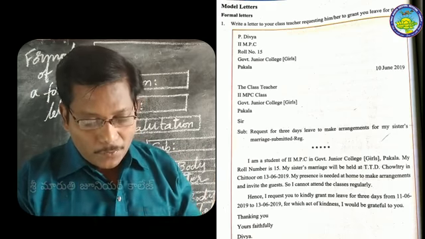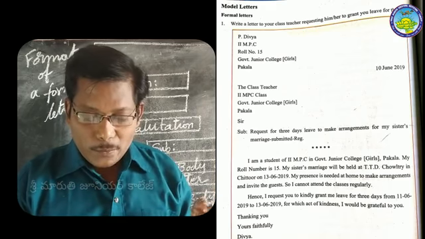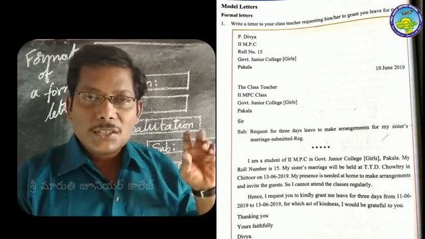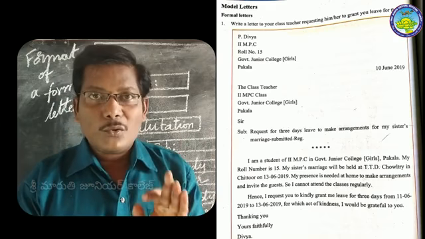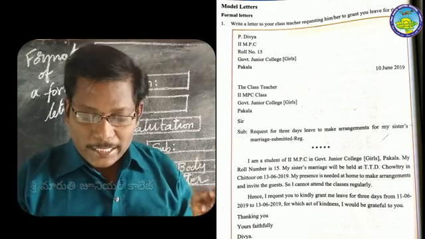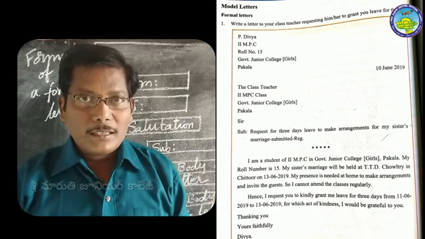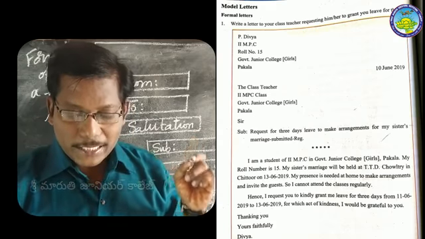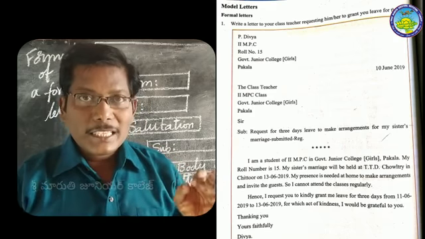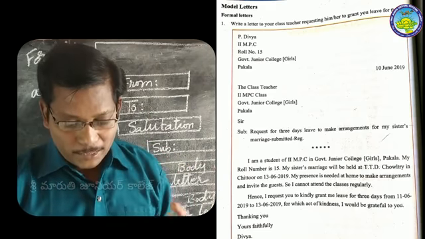Sir, after the salutation, you see the subject: Request for 3 days leave to make arrangements for my sister's marriage, submitted regarding. REG means regarding. In every subject, at the end we have to write REG. This is the total summary of the whole letter. You see how they are writing it in a single sentence. We have to write the total summary of the letter in a single sentence like this. This is called the subject.